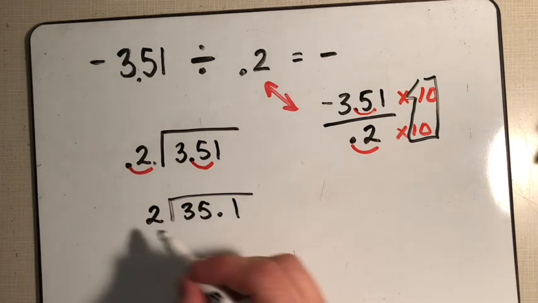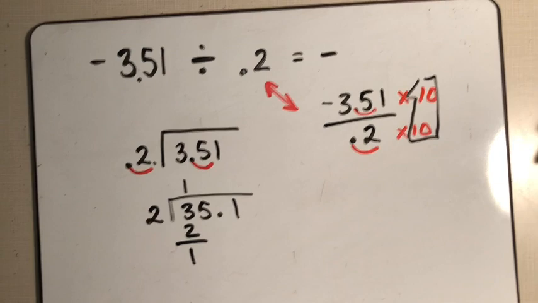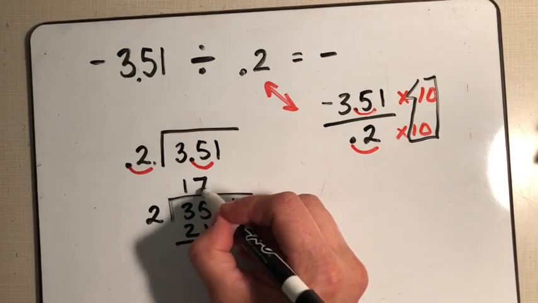So now I can do my long division. 2 goes into 3 once, with 1 left over. Bring down the 5. 2 goes into 15 7 times.